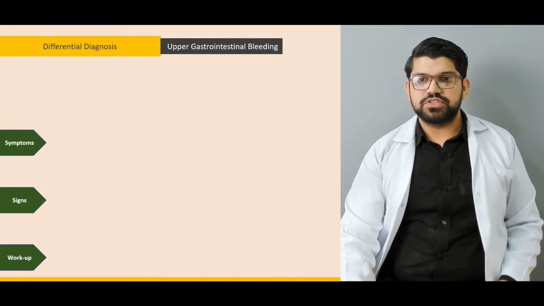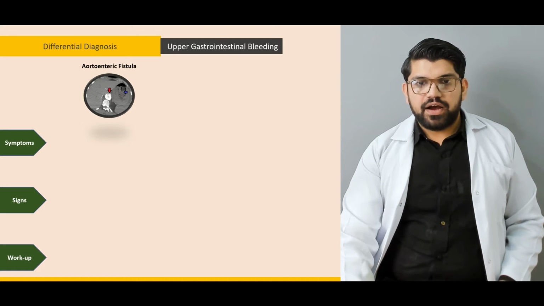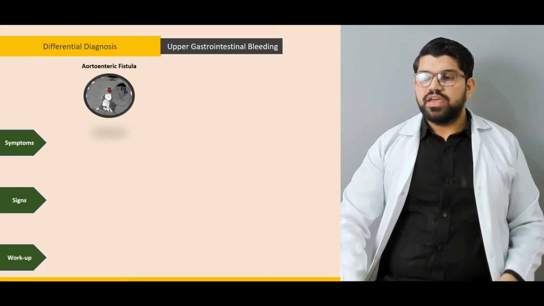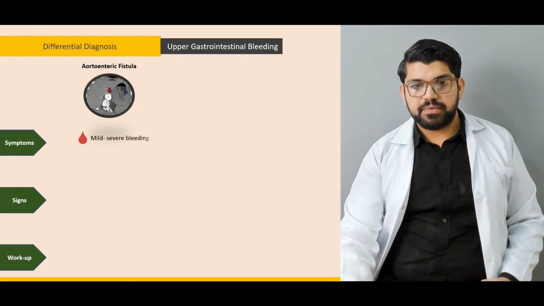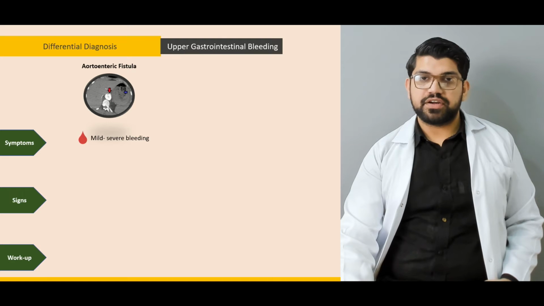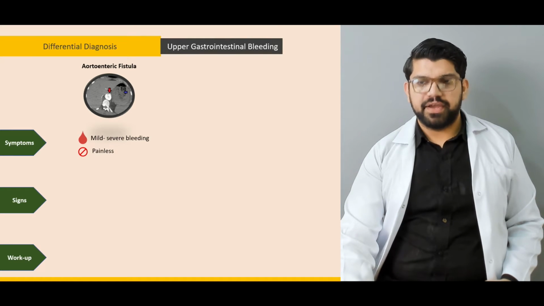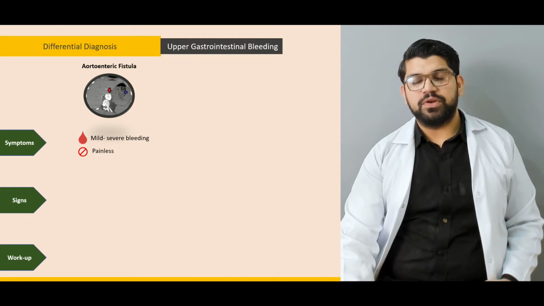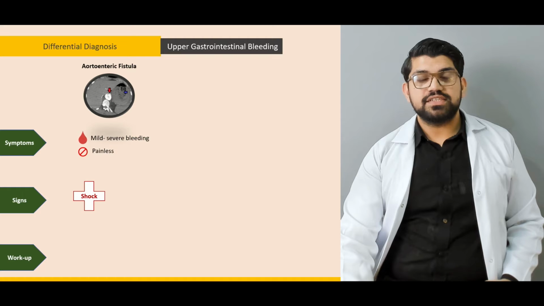So, differential diagnosis of upper GI bleed. Aortoenteric fistula. It ranges from rapid bleeding to mild to severe bleeding. At times, it's painless. It is most common in patients with a history of abdominal aortic aneurysm repair. What are the signs? Look for shock.